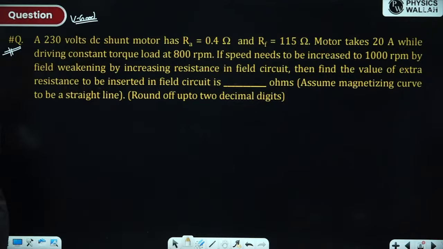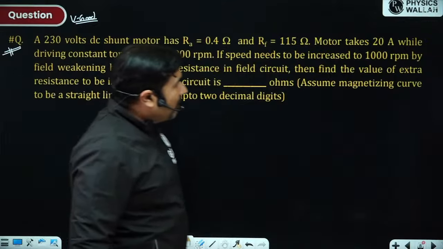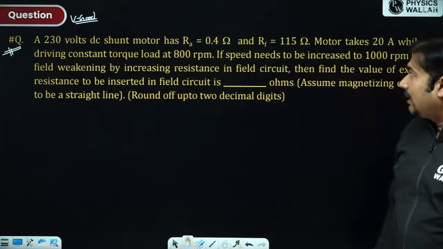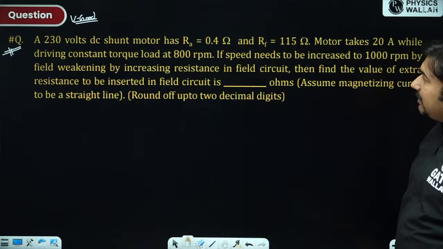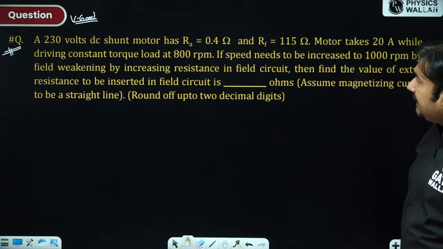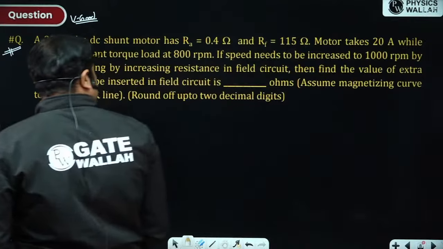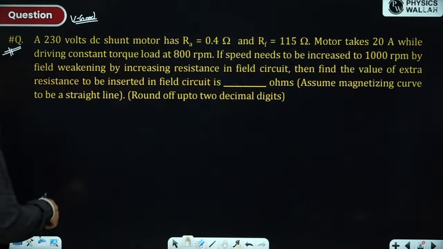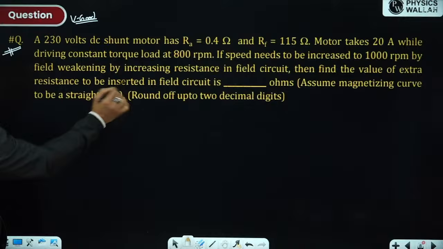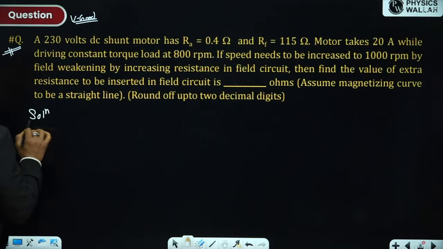Please go through this. A 230 volt DC shunt motor has RA 0.4 ohm, RF 115 ohm. The motor takes 20 ampere driving a constant torque load at 800 rpm. If the speed needs to increase to 1000 rpm by weakening of the field, by increasing the resistance in the field circuit, then find the value of extra resistance to be inserted in the field circuit in ohms. Assume the magnetic circuit to be a straight line, round off up to 2 decimal digits. Very easy. How to solve this, sir?